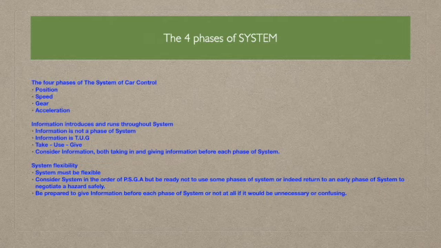System flexibility. System must be flexible. Consider system in the order of position, speed, gear, acceleration, but be ready not to use some phases of system, or indeed return to an early phase of system to negotiate a hazard safely. Be prepared to give information before each phase of system, or not at all, as it would be unnecessary or confusing.